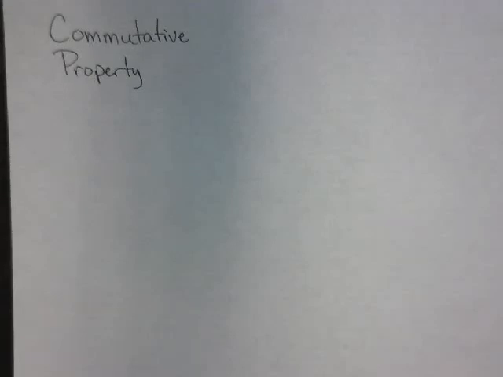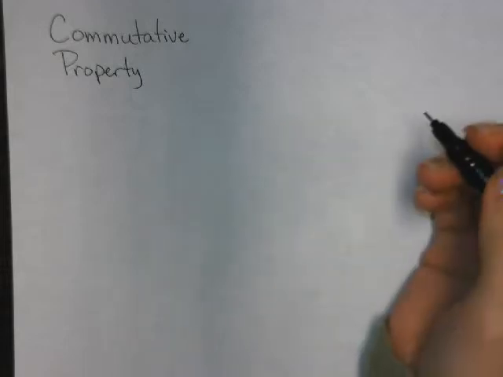Today we're going to look at the commutative property. The commutative property says that the order in which two numbers are added or multiplied does not change their sum or product. So, let's look at the additive relationship using the commutative property.